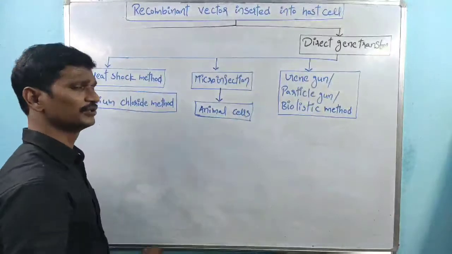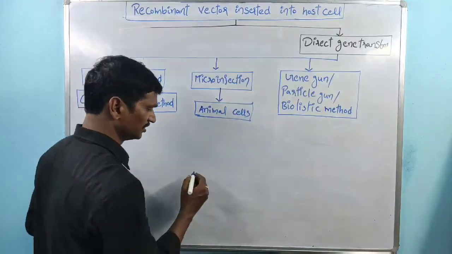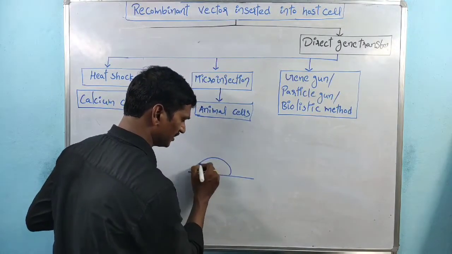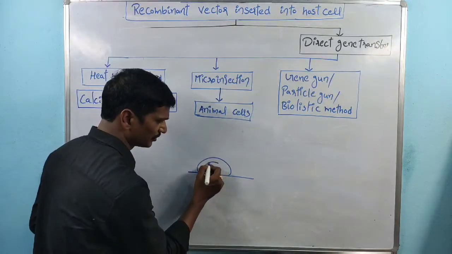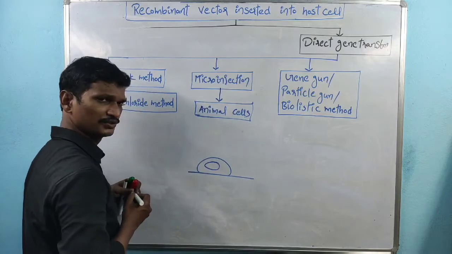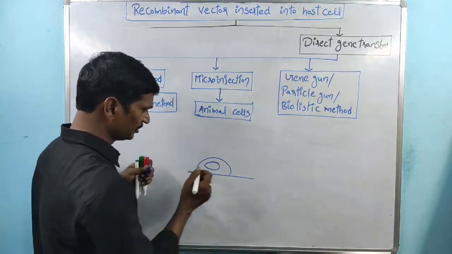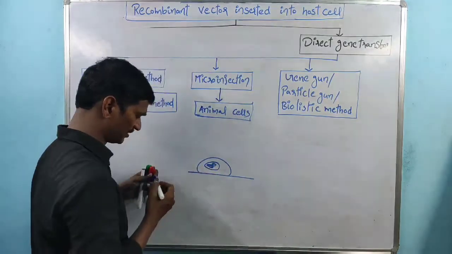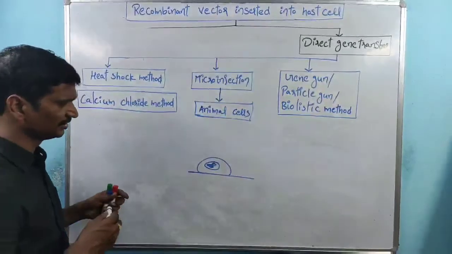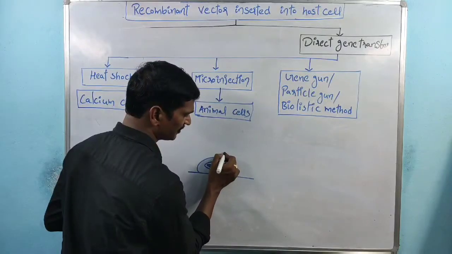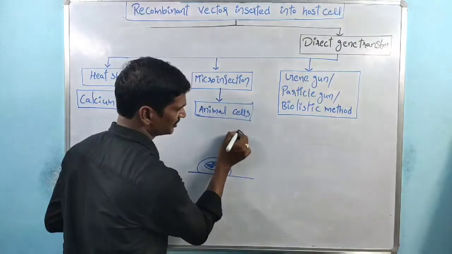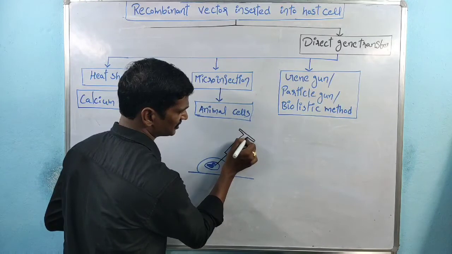Okay, see the microinjection method. In this method, this is one of the cells, an animal cell. This is the nucleus of the animal cell, the genetic material of the animal cell. Then there are very minute syringe structures. This is one of the syringe-like structures.